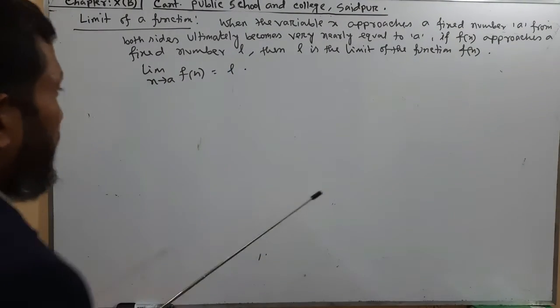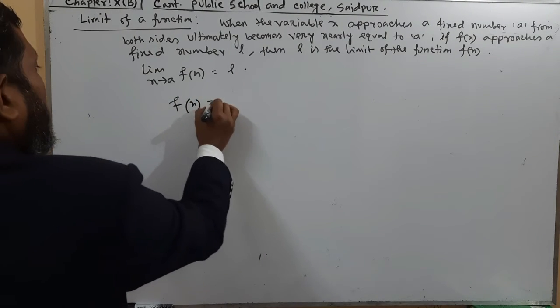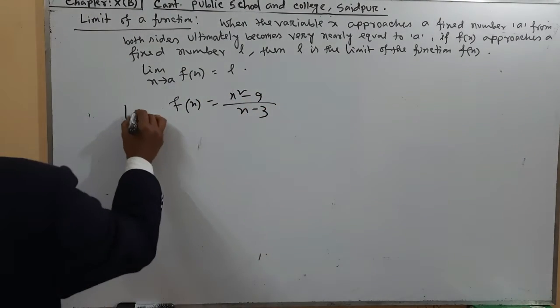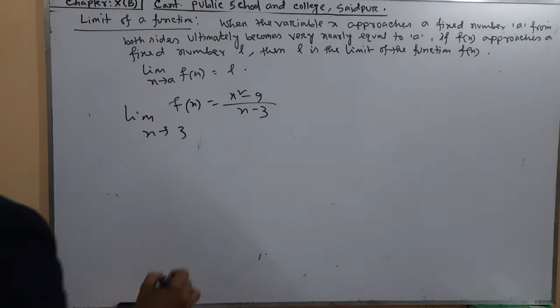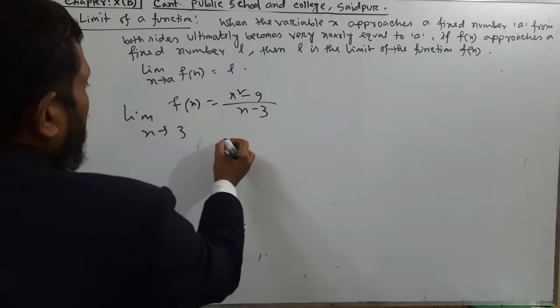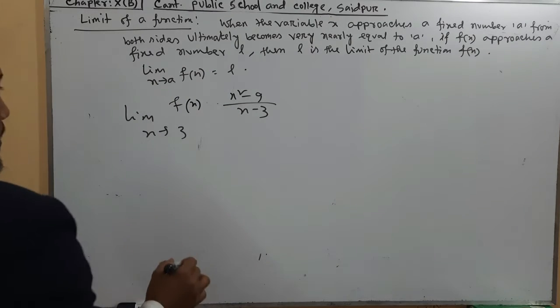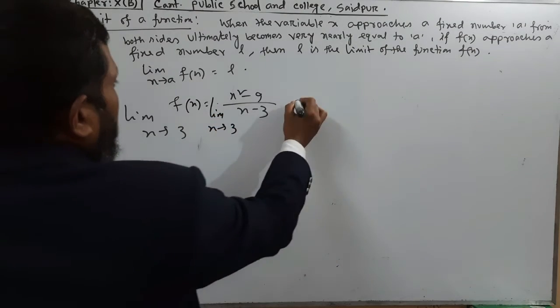We have already given the example where f of x is equal to x square minus 9 over x minus 3. The limit of this function as x tends to 3 has the value 6.